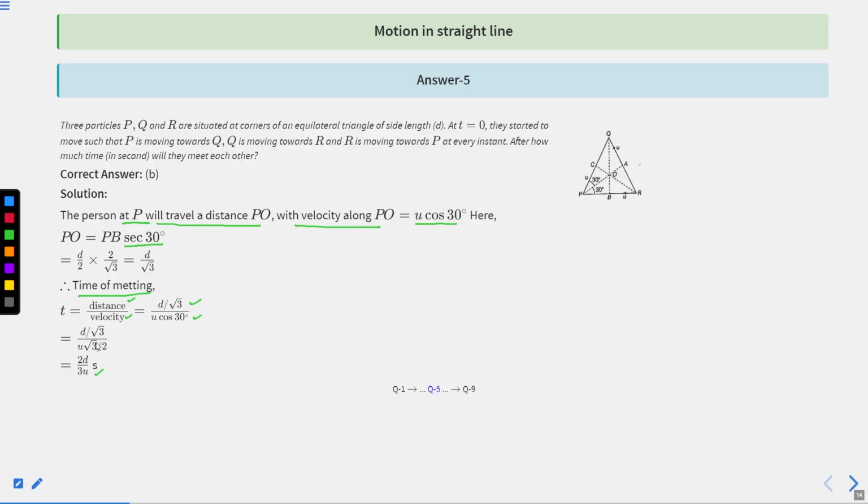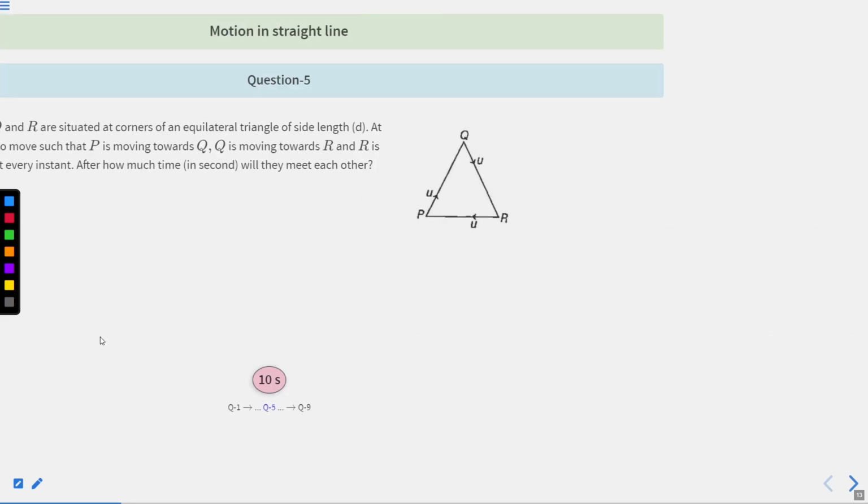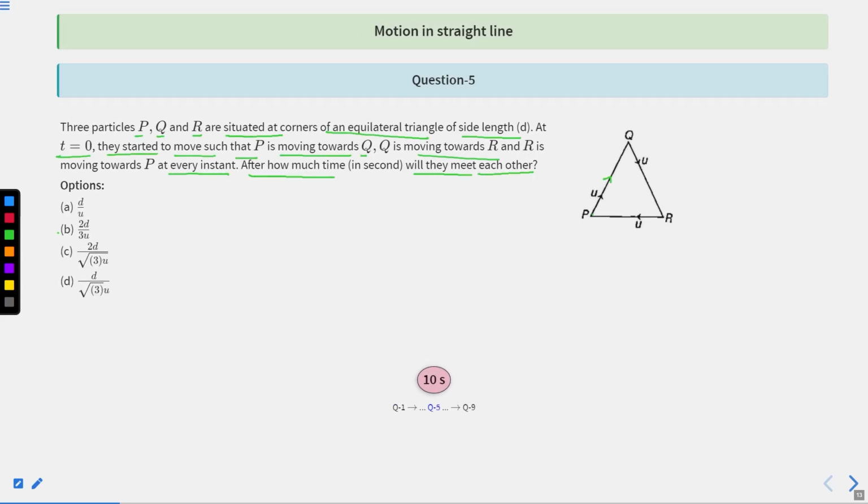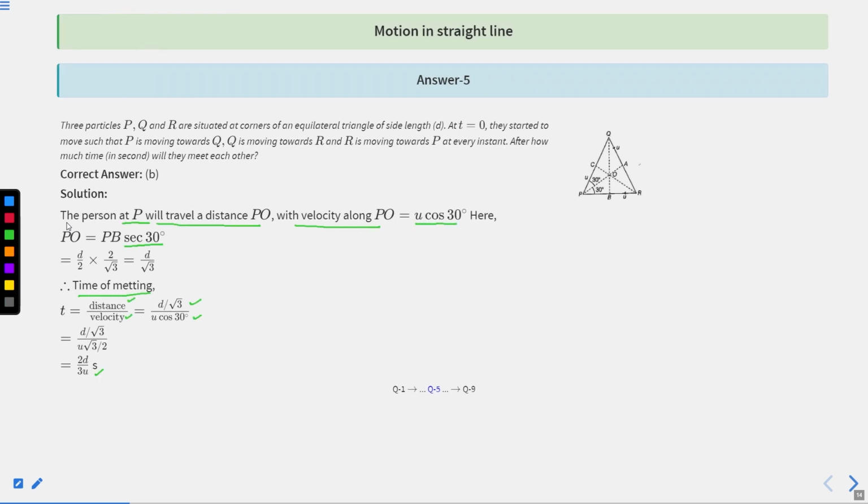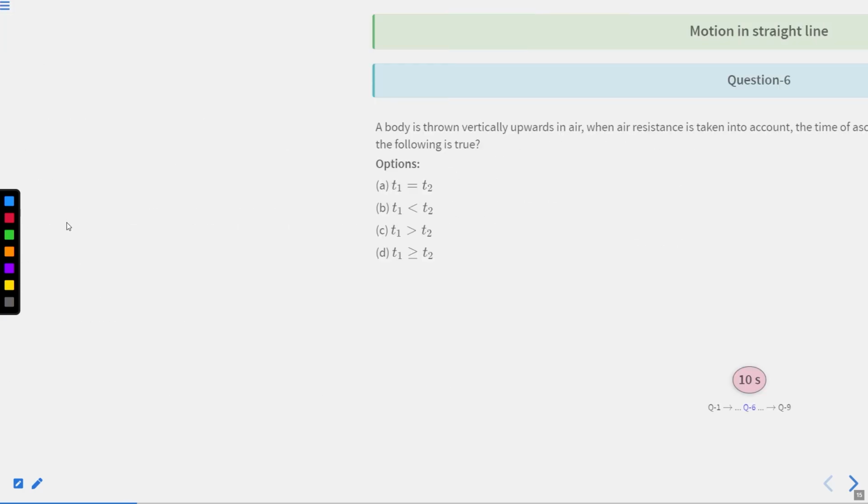Clear? So the correct option is B. B is the correct option. Clear? Next question.